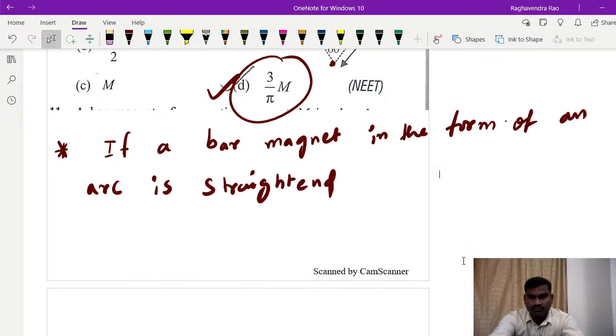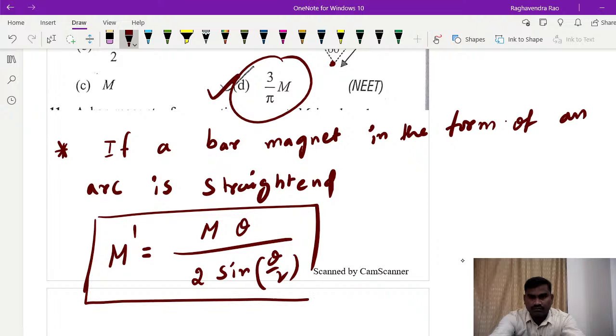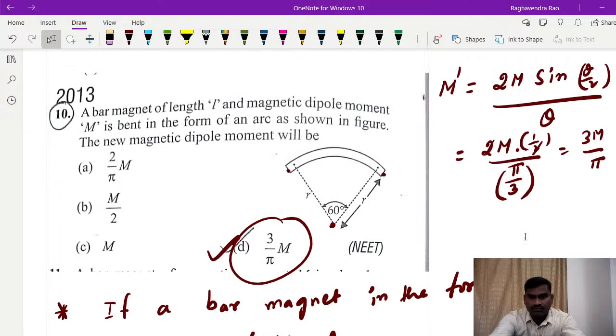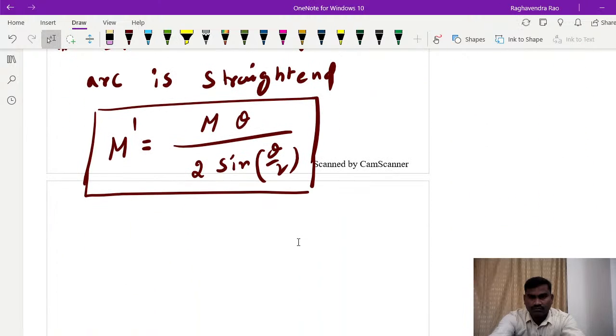Then how do we find the magnetic moment of this straightened part? That is m dash is equal to m theta by 2 sine theta by 2. This is the formula to calculate magnetic moment in the case of a straightened magnet. So this theta will go upside, so this 2 sine theta will come down. Like that we can remember the formula.